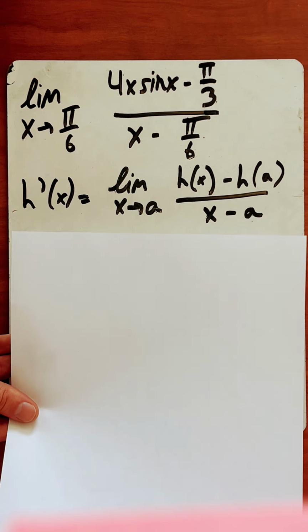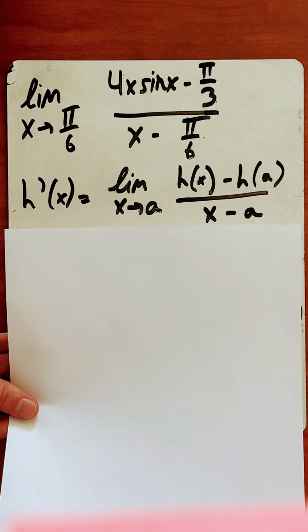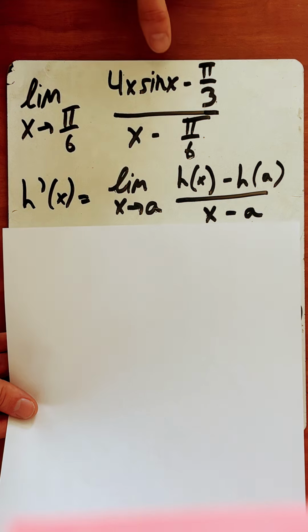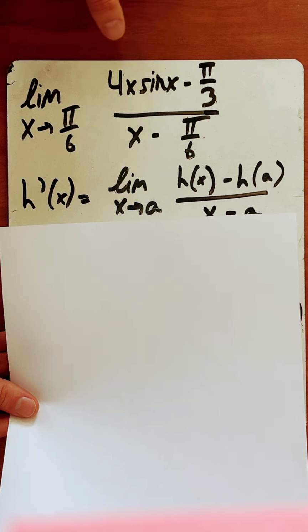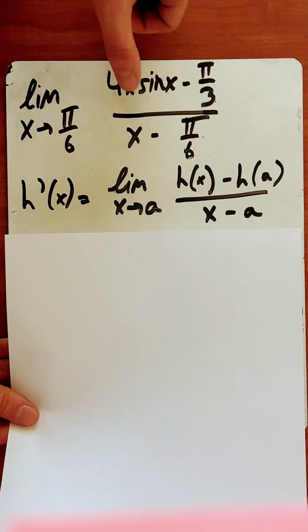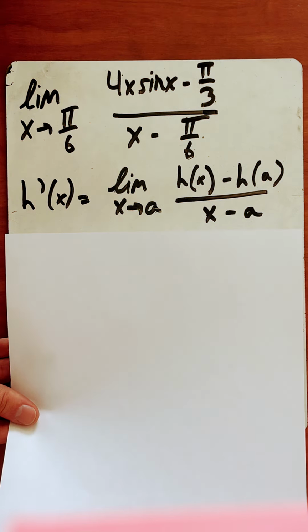What this says is that the derivative of a function, let's just say h of x, is really just equal to the limit as x approaches a of (h of x minus h of a) over (x minus a). And as you can see, this initial fraction we're given here is in that form. You have our function h of x minus pi over 3. Now, pi over 3 is the result when you plug in pi over 6 into 4x sine x. And then all over x minus a. In this case, our a would be pi over 6.